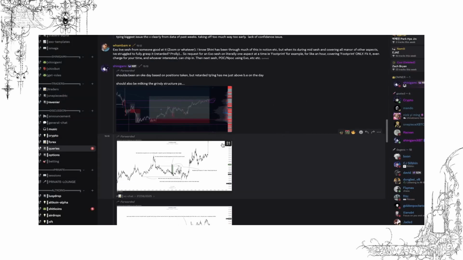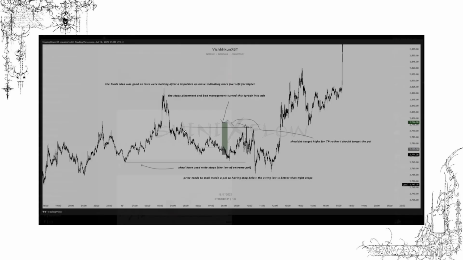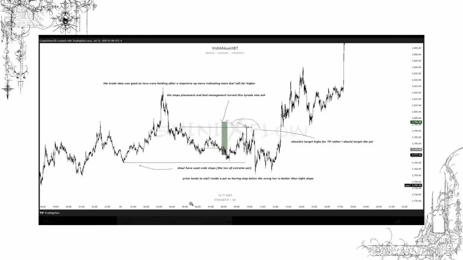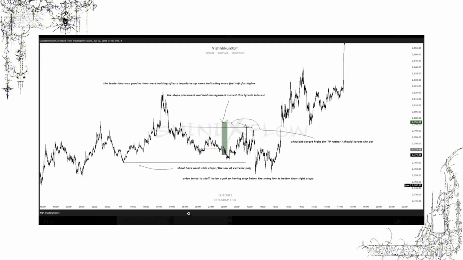And yeah, there's another guy that I would want to review, Vish, and there are some things that he gets wrong as well, but I have not seen his trades before, so it's gonna be new to me as well. But we are just gonna do a trade review for him as well. And what do I see here?